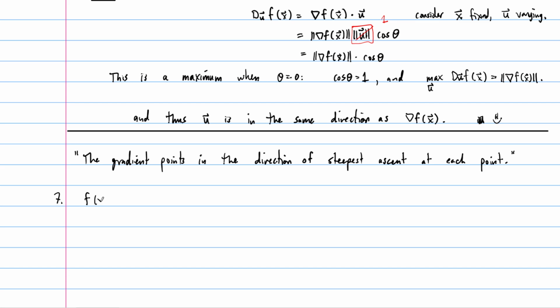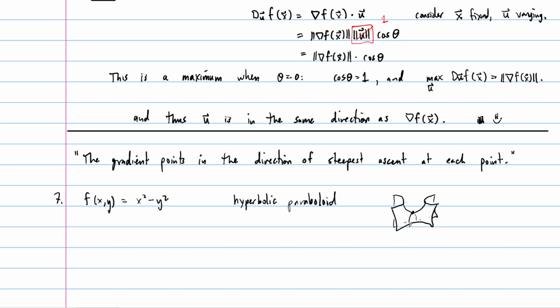But let's consider the following function. Let's just do a simple one. So f of x, y equals x squared minus y squared. This is one of our favorite surfaces, right? This is a hyperbolic paraboloid. And remember these look something like this, right? Something like that, right? So there's the surface.